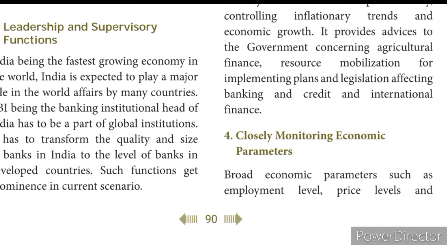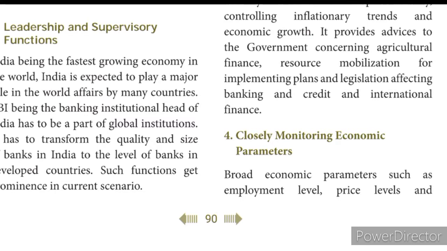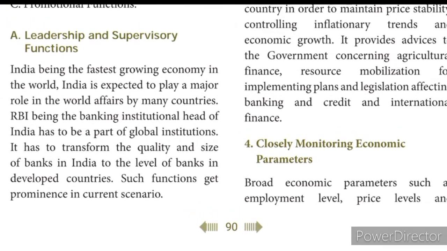See the explanation given here. India being the fastest growing economy in the world, India is expected to play a major role in the world's affairs by many countries. RBI being the banking institutional head of India has to be a part of global institutions. It has to transform the quality and size of the banks in India to the level of banks in developed countries. So such functions get prominence in the current scenario.